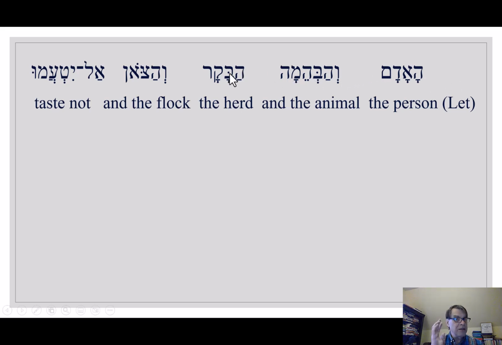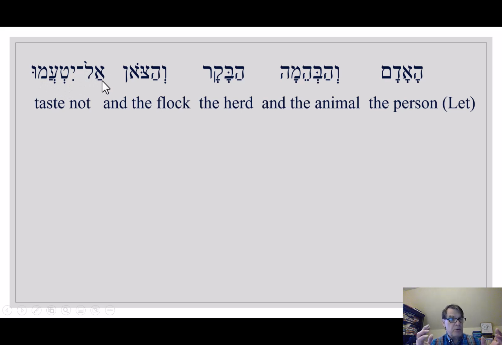What is hey patak doubling? It's the. What's bakar? It's a herd or cattle. Let the person and the beast and the cattle, or and the herd. V'hazon. What's hey patak doubling? It's the. And sheep are in the zone. Zone is a sheep. This is the sheep zone. You're not allowed here. Only sheep. It's very smelly. So let the person and the animal and the herd and the flock all yitamu.